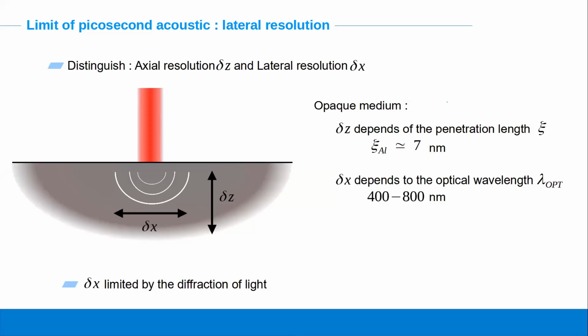And due to the diffraction of light, you can't reduce the size of the laser spot to an infinitely small size. You are limited to a size which is of the order of the optical wavelengths, so a couple of hundred nanometers. So you can't have a lateral resolution that is smaller than that. Over the last years, different approaches have been explored to do acoustic imaging with a better lateral resolution.